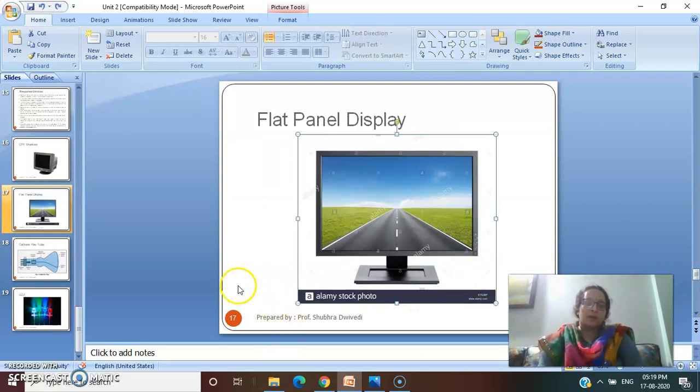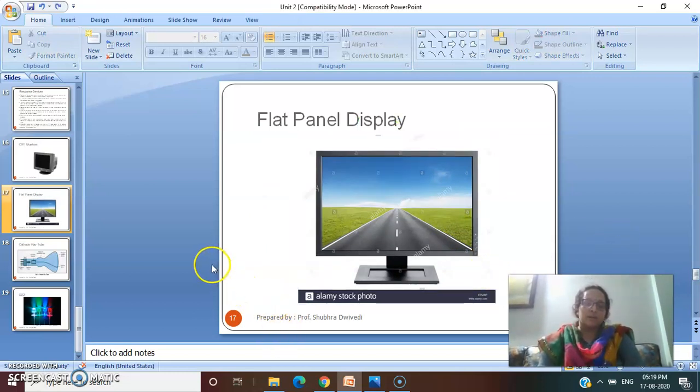There are two types of flat panel display that we will be discussing. First is your emissive display and second is your non-emissive display. Emissive displays basically convert the electric energy into light. Okay, what technique do emissive displays follow? They convert the electric energy into light.